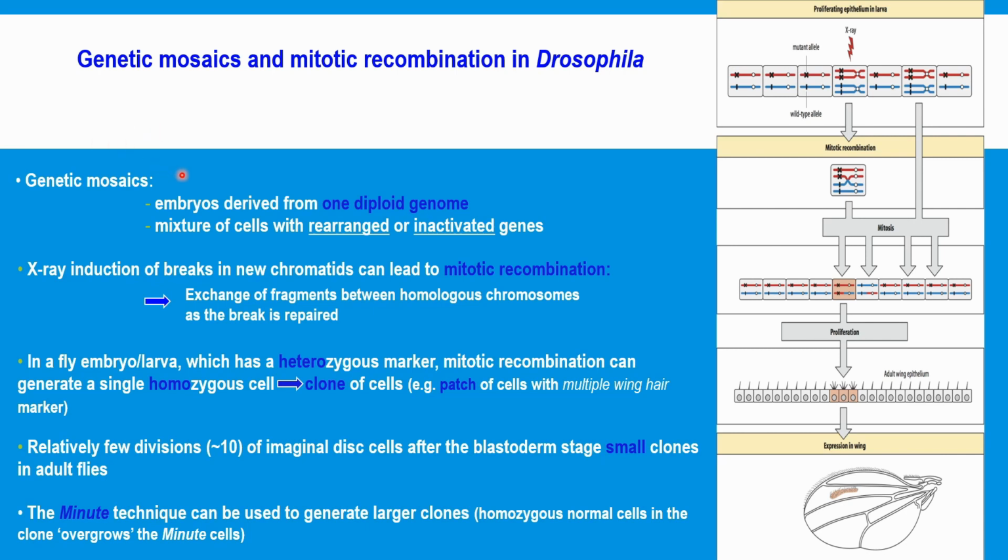So a few definitions. Genetic mosaic. So we know that embryos are derived from one diploid genome, and typically we would think that all of our cells then contain the same one diploid genome, but we can have mixtures of cells and some of the cells having rearranged or inactivated genes.